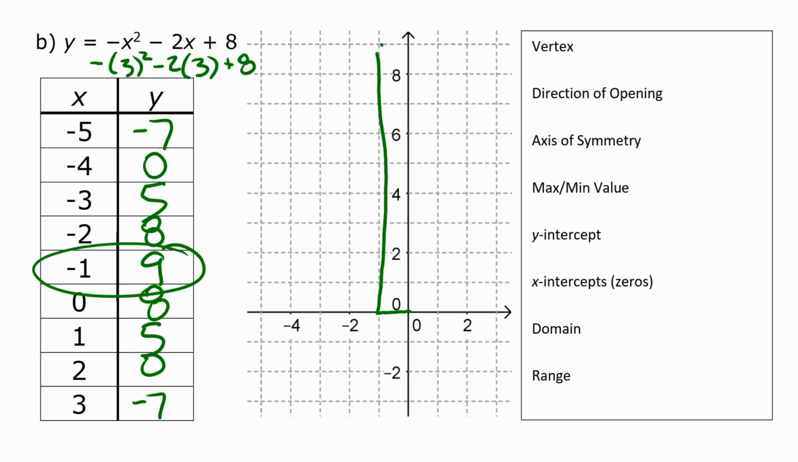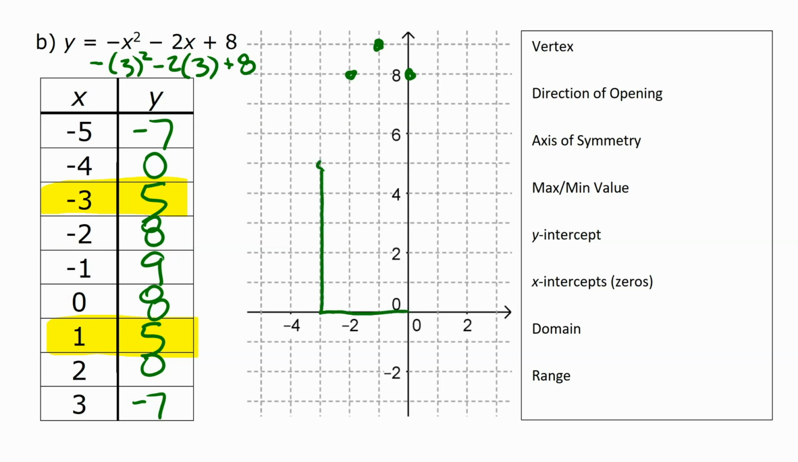-1, 9 is up here. That's that. And then we'll graph the ones around that. So we'll graph these two. We'll graph 0, 8 is right there. And -2, 8 is right there. That's symmetry. We'll graph our next two symmetrically there. So -3, 5 is there. And 1, 5 is here. And then the next pair that we can fit on there, this one's going to be over here, -4, 0. And we have on the other side 2, 0.